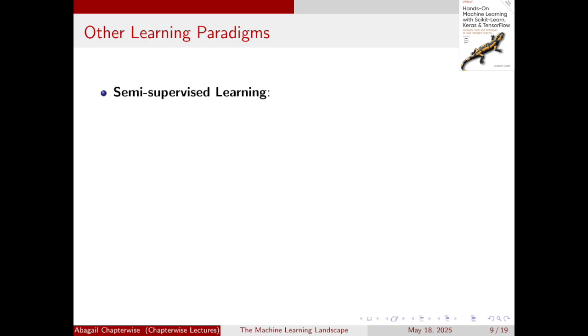In addition to supervised and unsupervised learning, there are a few more specialized learning paradigms that fall somewhere in between or operate under different assumptions. Semi-supervised learning is used when we have a small amount of labeled data and a large amount of unlabeled data. This is common in situations where labeling is expensive or time-consuming.